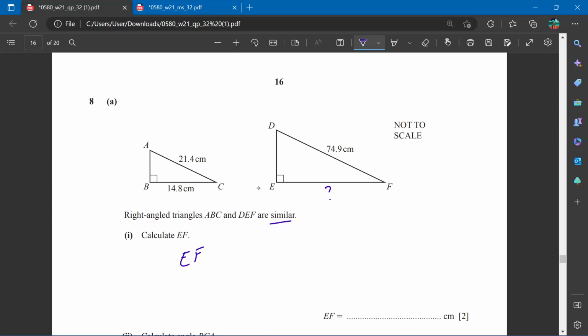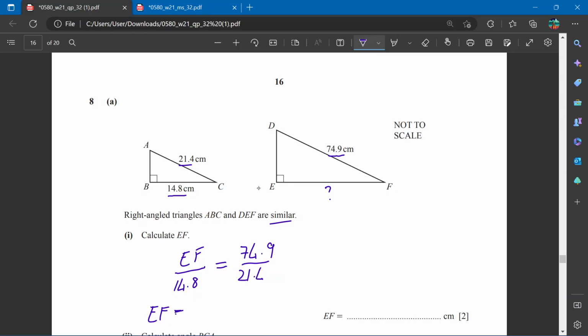Now this is like a ratio, the factor. If we do EF, divide it by the corresponding side on the smaller shape, which is 14.8, we will get the same answer if we take the length on the bigger triangle we have divided by the corresponding side on the smaller one. So here I put the big triangle at the top, the small one at the bottom. It's the same. So now we just need to rearrange.